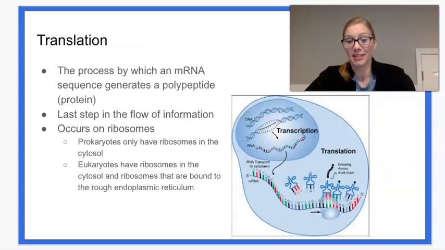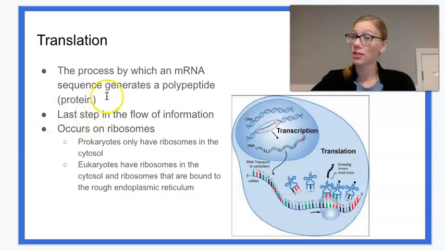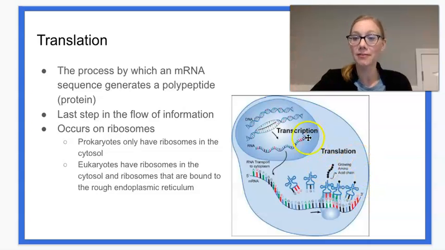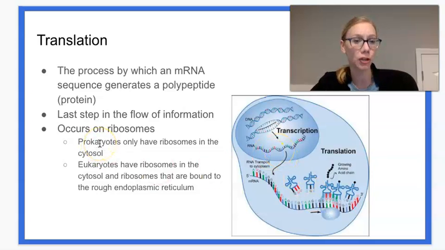What is translation then? Well, it's really just the process by which an mRNA sequence that was generated from our DNA, where we used our template strand to come up with that mRNA strand, and we processed it if it was a eukaryotic cell, and then it left the nucleus, again, if it's a eukaryotic cell, now goes to the ribosome and gets translated. This is kind of the last step in the flow of our information.